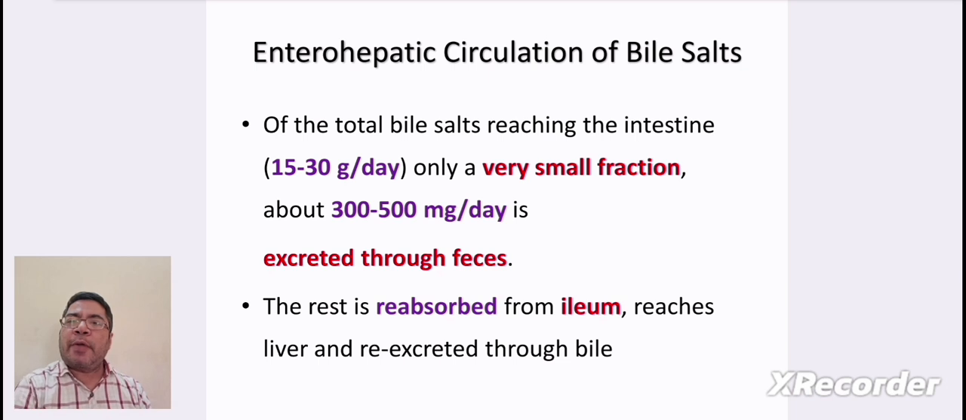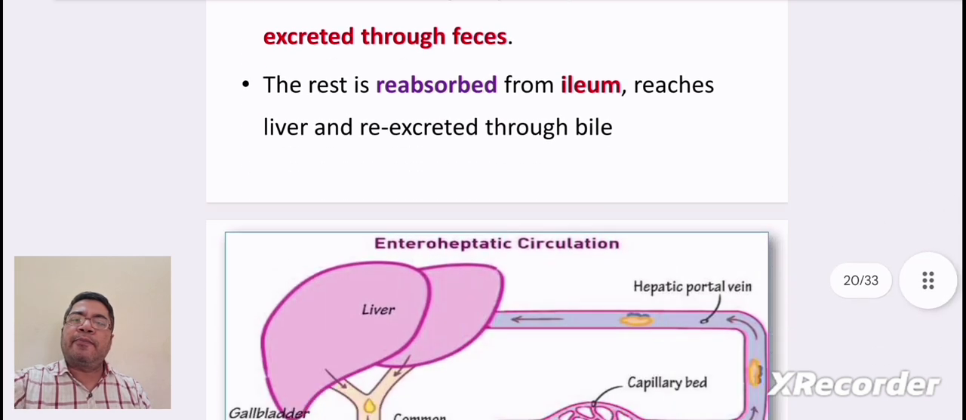Coming to enterohepatic circulation of bile salts. Of the total bile salts reaching the intestine, that is 15 to 30 gram per day, only a very small fraction, about 300 to 500 milligram per day, is excreted through feces. The rest is absorbed in the ileum, reaches the liver and is re-excreted through the bile.